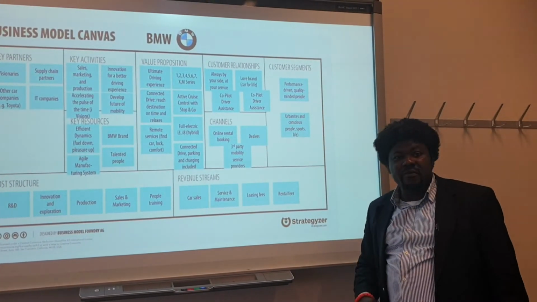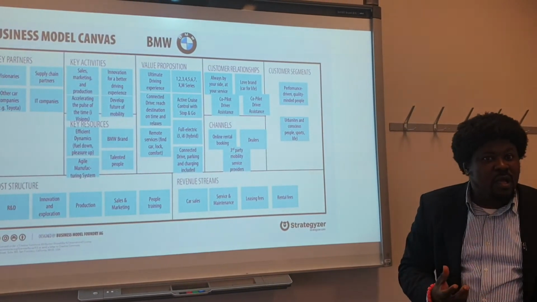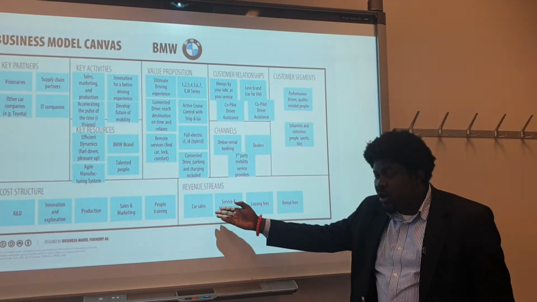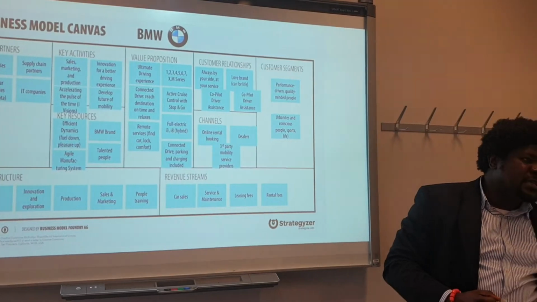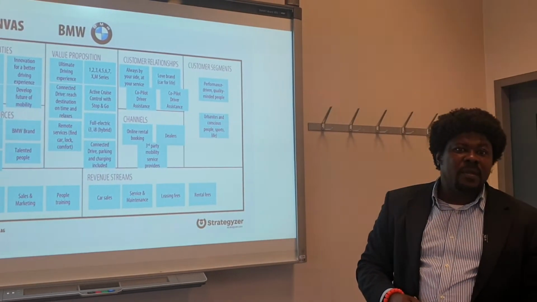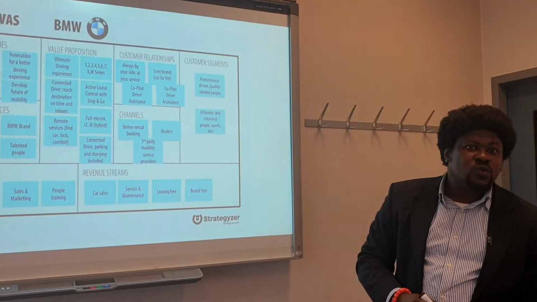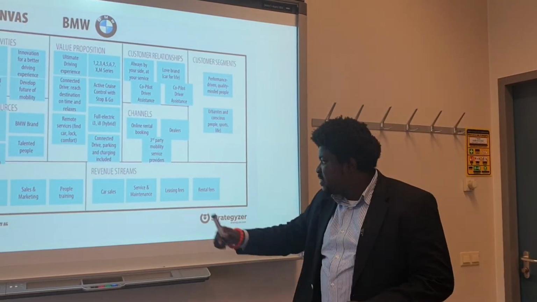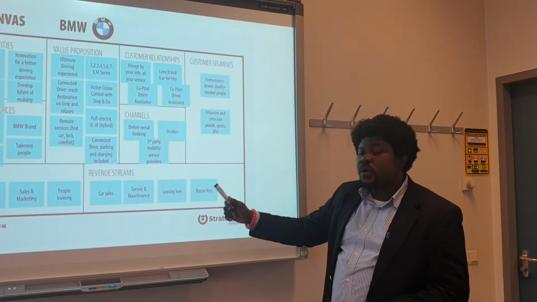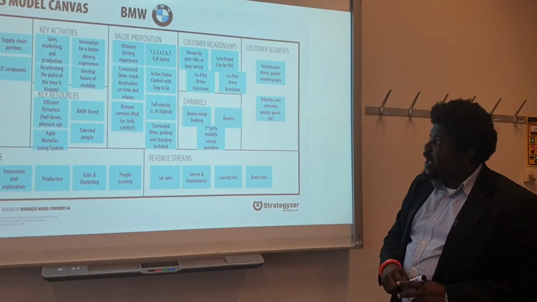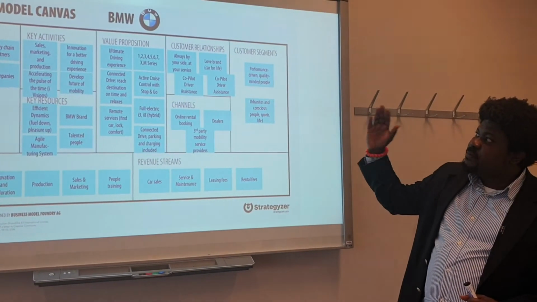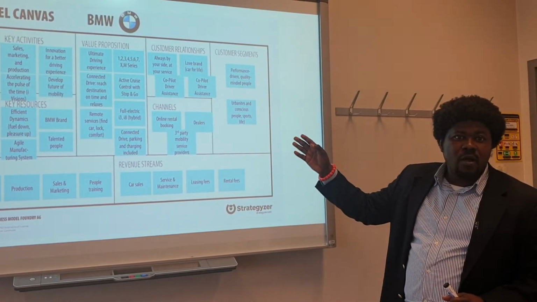Okay, and what are the revenue streams for BMW? How do they make money? Of course, from sales of the car sales. Of course, people buy cars, and after the warranty period, they come back to service their cars. Okay, service and maintenance. For people who want to lease a car, and for people who want to rent a car. Ladies and gentlemen, that is the business model canvas for BMW.